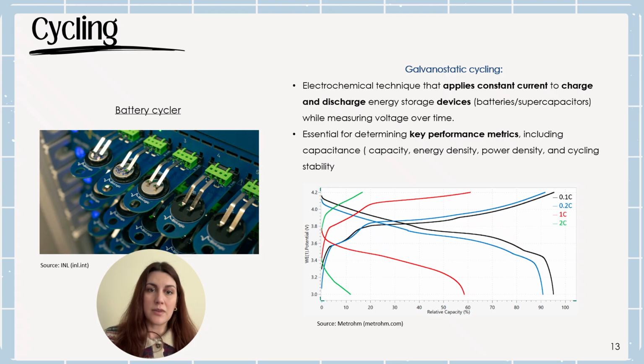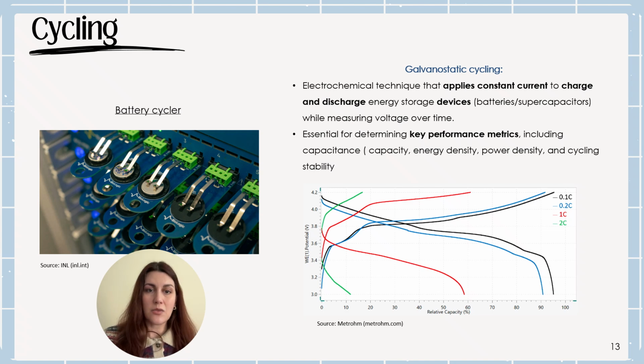This is exactly what the graph on the right illustrates. It shows charge-discharge curves recorded at different C rates, from 0.1C up to 2C. At the lower rates, the curves show higher relative capacity, while at higher rates, the available capacity becomes smaller because the cell is being driven faster.